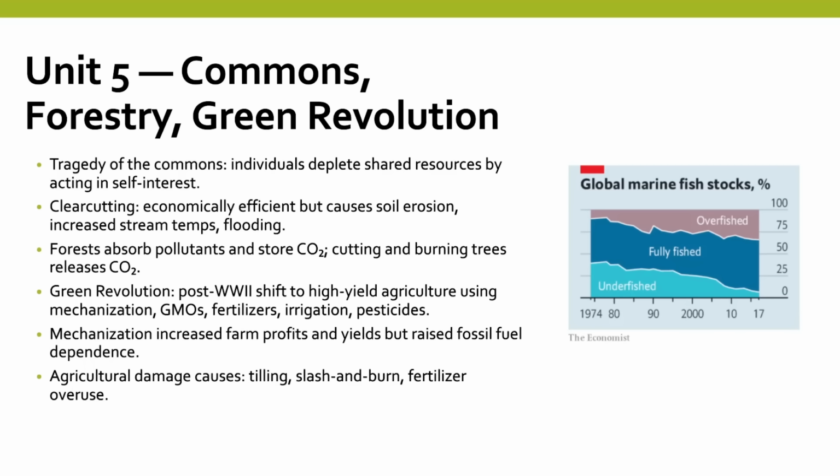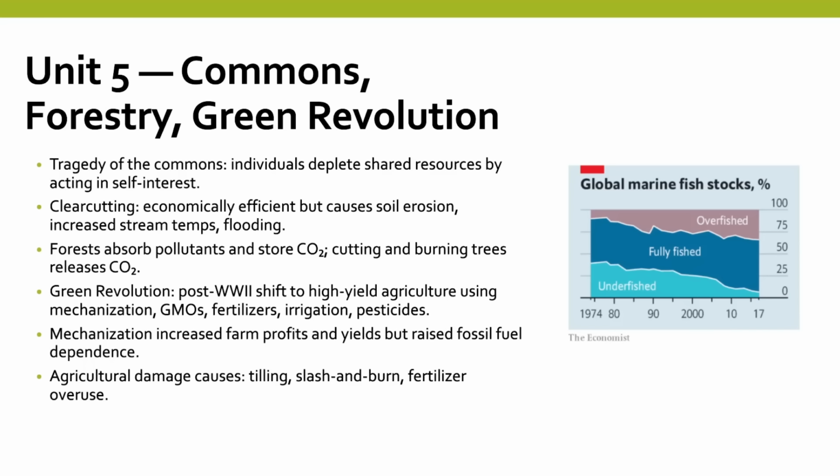Unit 5. The tragedy of the commons: nobody owns it, everyone overuses it. Think overfishing in international waters. Clear cutting is efficient but causes erosion, hotter streams, and flooding. The Green Revolution boosted yields with mechanization, GMOs, fertilizers, irrigation, and pesticides, feeding billions but tying agriculture to fossil fuels.